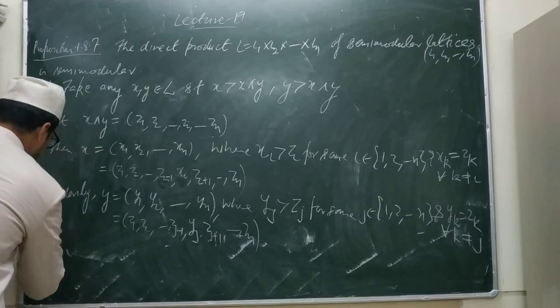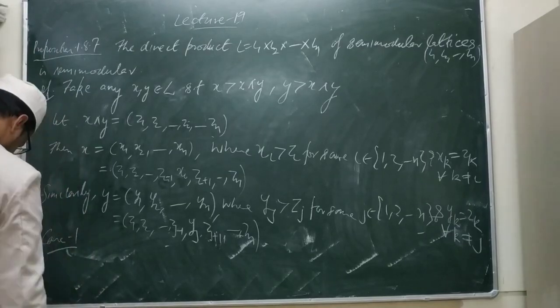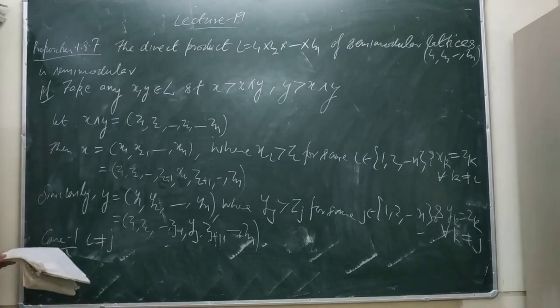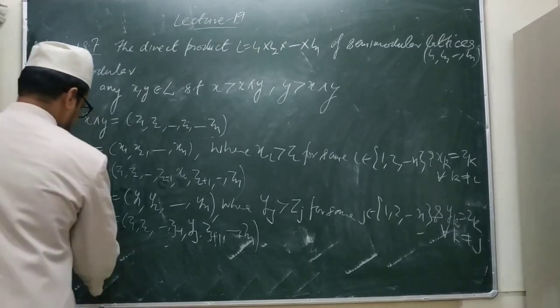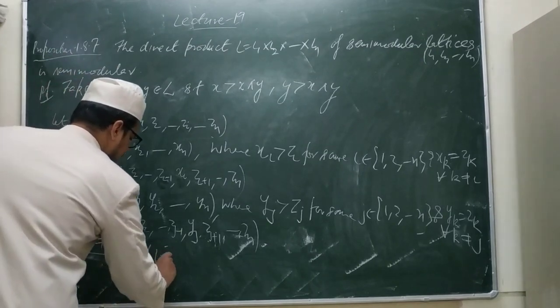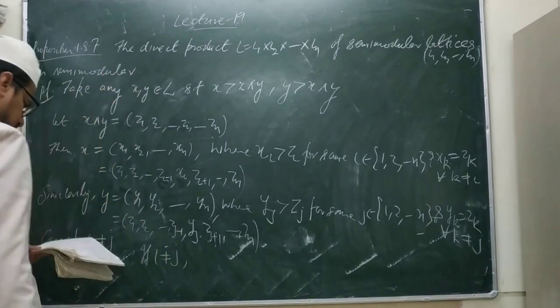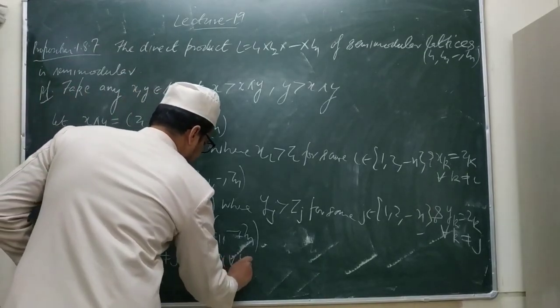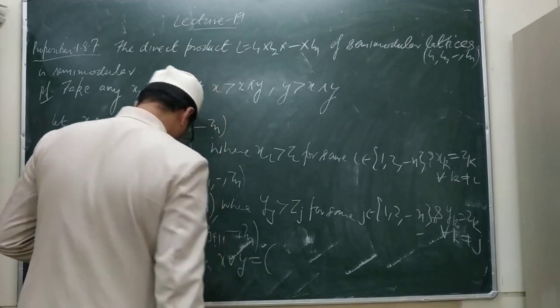Case 1, when i is not equal to j, correct? This is the case. If i is not equal to j, then what will be x join y?